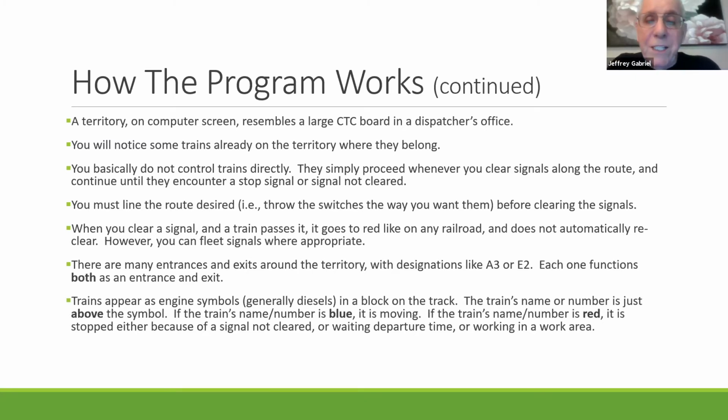Trains appear as engine symbols, generally diesels. The train's name or number is above the signal, above the symbol. If the train's name or number is blue, it shows it's moving. If the train's number is red, it shows it's stopped for some reason.